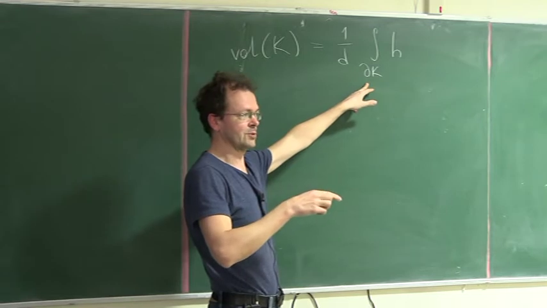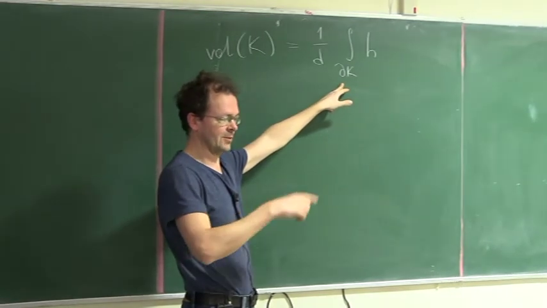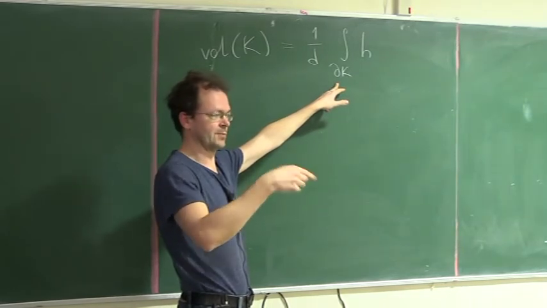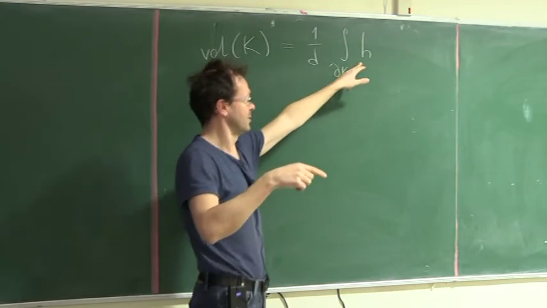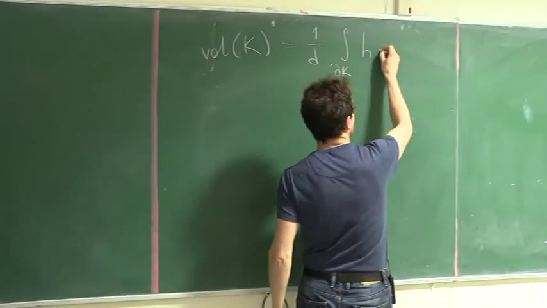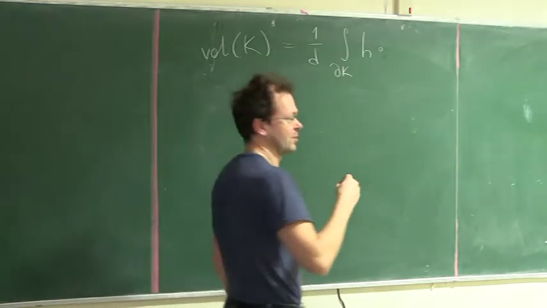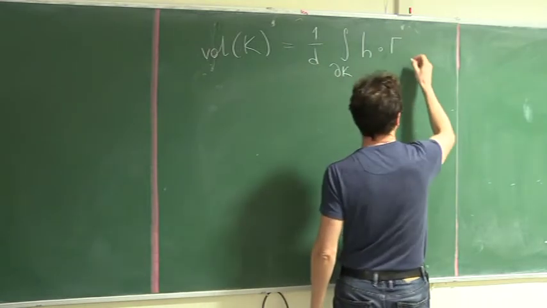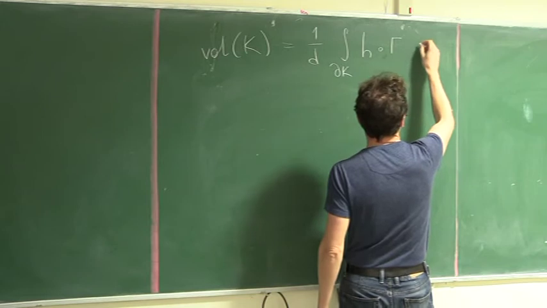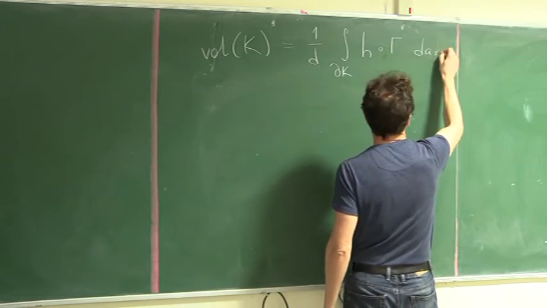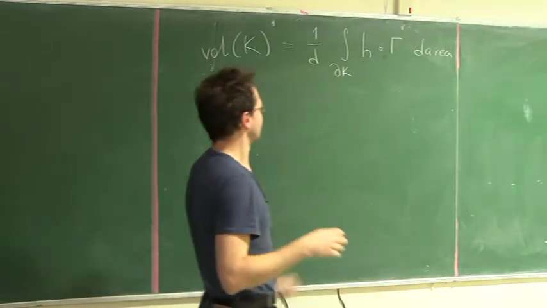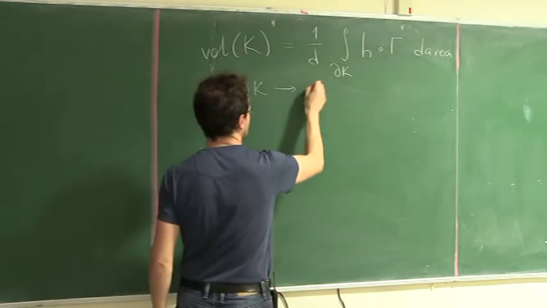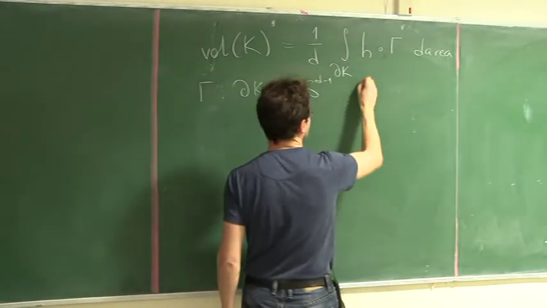So what one has to do is to take the boundary of the body, then send it by the Gauss map to the sphere, and then take the support function of the sphere. So actually what is written here is the support function composed with the Gauss map, h composed with gamma, with the area element on the boundary. The Gauss map gamma goes from the boundary of K to S^{d-1}.